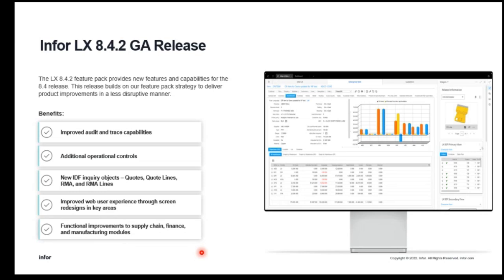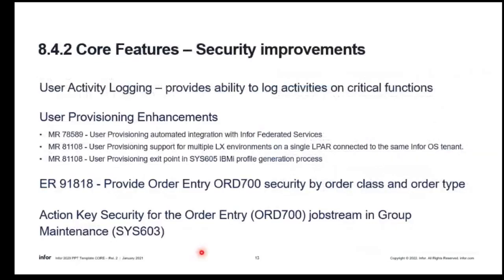So I'll step through a couple of key things. Again, these are functions that became available when 8.4.2 went GA. User activity logging is one of those things. It provides the ability to log critical functions in the application. Out of the box, we limited the number of things that we actually log, but if there are other types of transactions you want logging for, please reach out to us and we can see how to activate that. The architecture is there for us to log certain activities that you want to make sure you have a history of, beyond what we do in IDF.